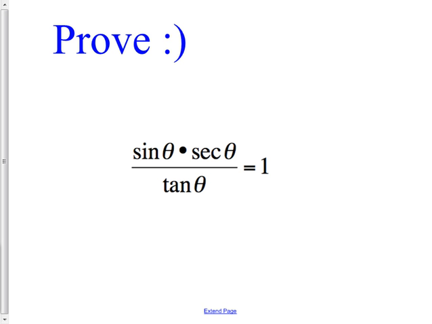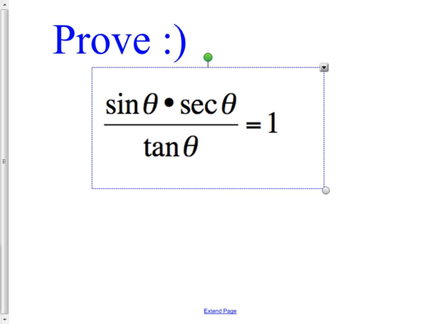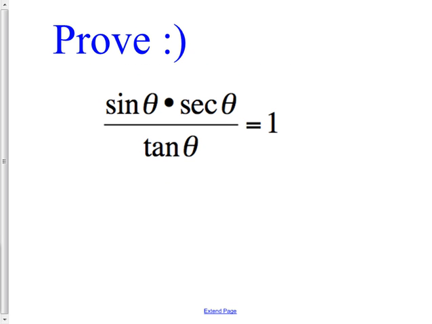So, practice, prove this. Work with the left-hand side and try to get it to equal 1. Everyone try.